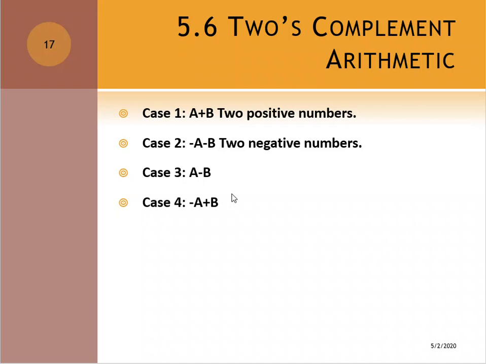We are going to see two's complement arithmetic. So we are going to consider 4 cases. The first case, a plus b. This one, both a and b are positive numbers. Case 2, negative a minus b. This one involves two negative numbers.